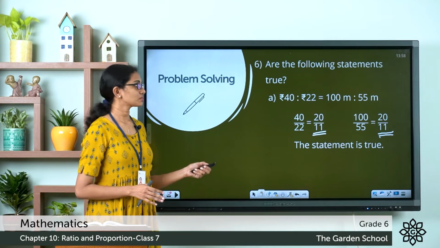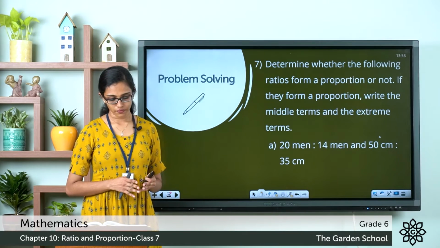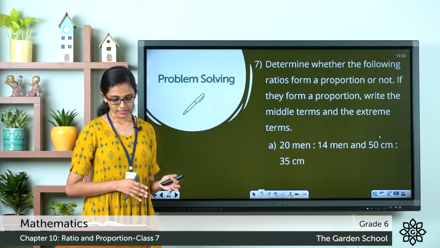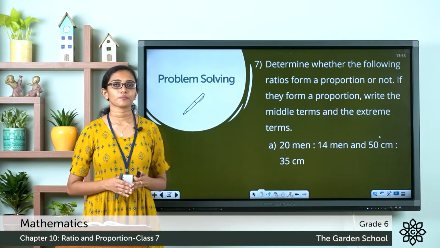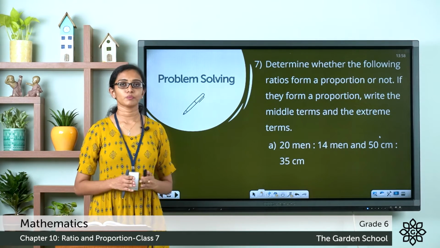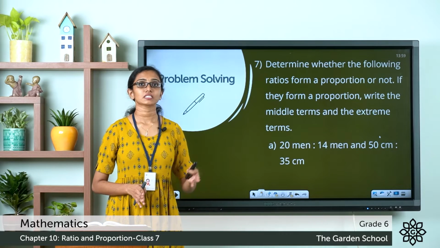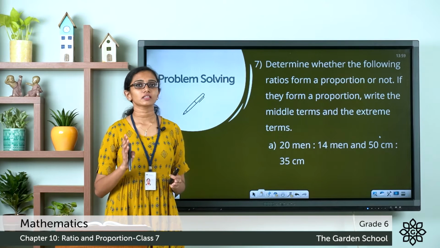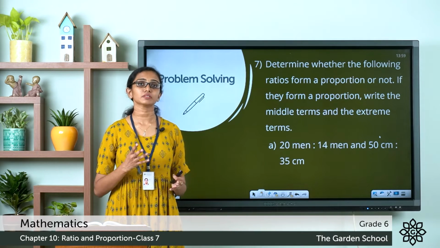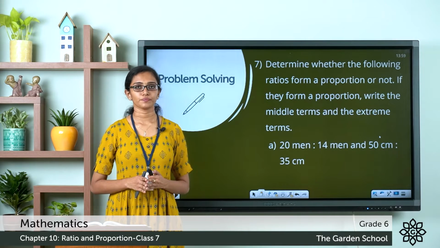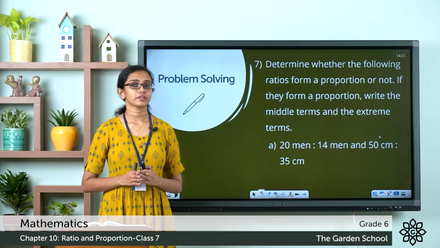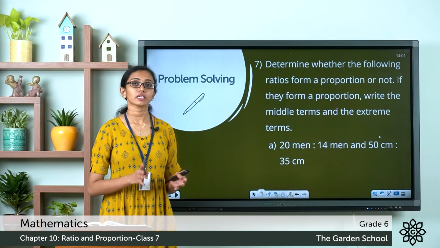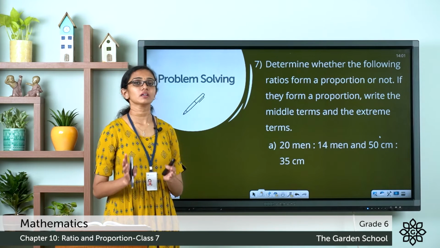Now let's discuss question number 7. It says, determine whether the following ratios form a proportion or not. If they form a proportion, write the middle terms and the extreme terms. We know that in a statement of proportion, the terms at the extreme ends, that is the first and the fourth terms, are called the extreme terms. And the second and the third terms are called the middle terms, that is the terms that come in the middle of the statement of proportion. Here we are given 4 statements. We have to check whether the ratios in each statement are in proportion or not. And if they are in proportion, we have to write the extreme terms and middle terms as well.